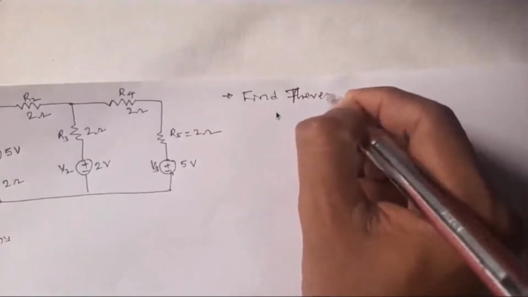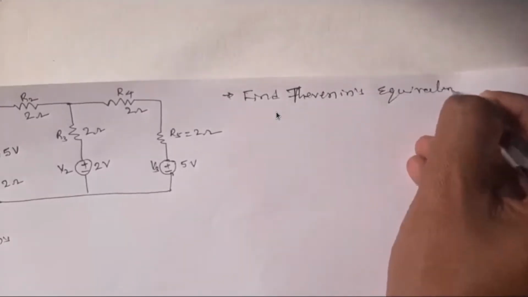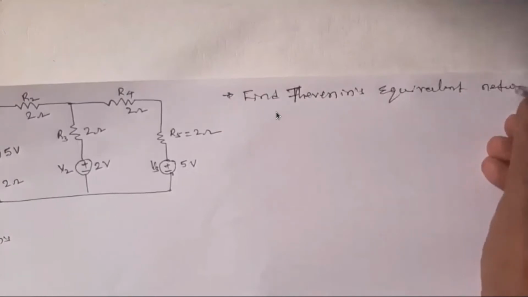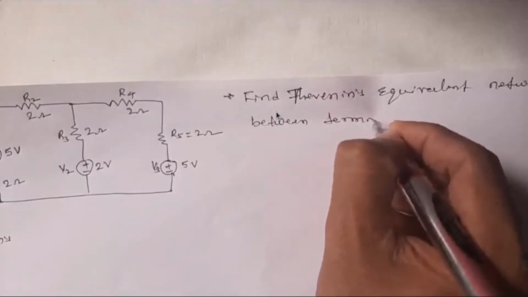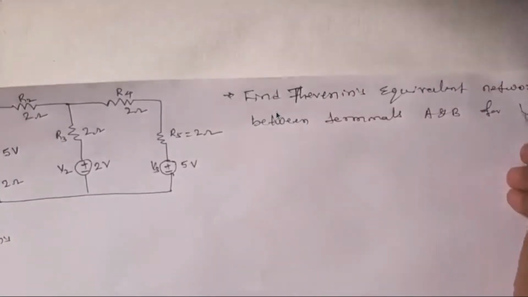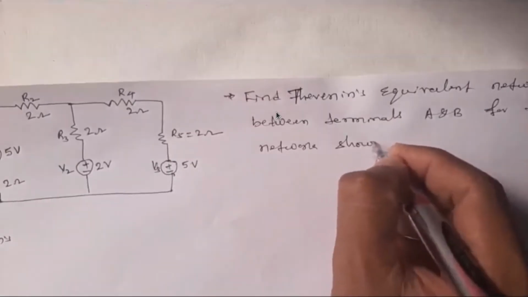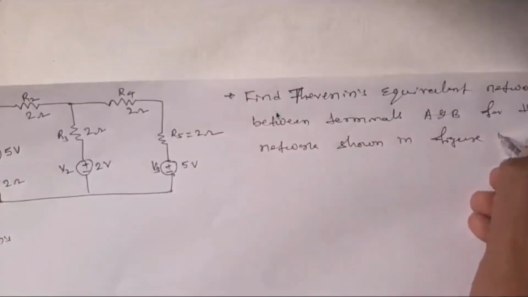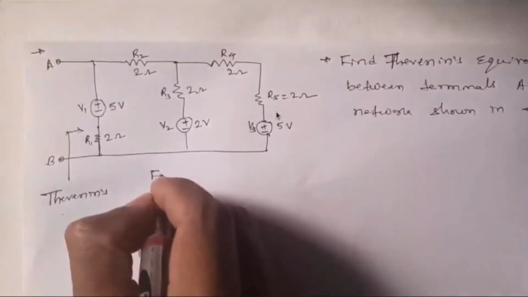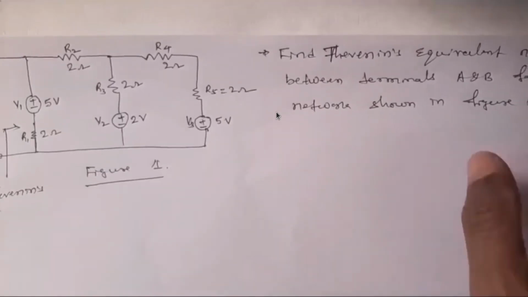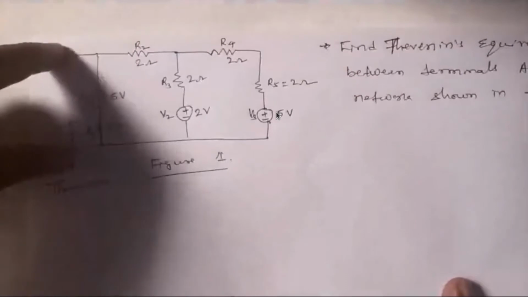Find Thevenin's equivalent network between terminals A and B for the network shown in figure. Say for example 1. This I call it as figure 1. We are supposed to find Thevenin equivalent network between terminals A and B for this network.